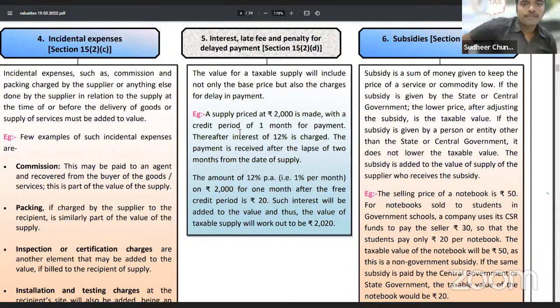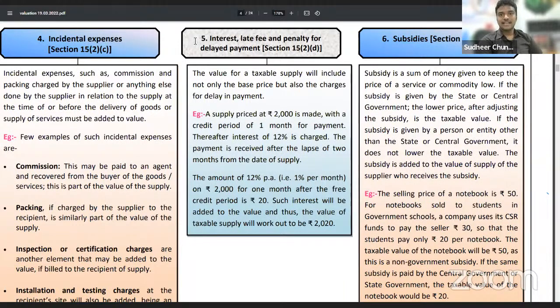Yeah, let me continue. Interest, late fee, penalty for delayed payments should be included in the value of the supply.